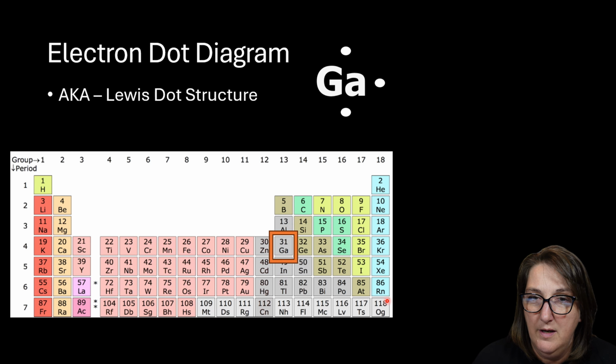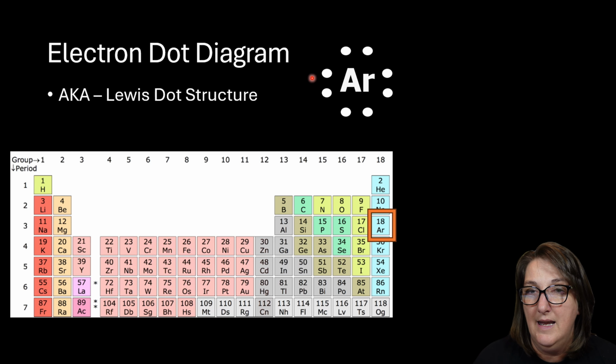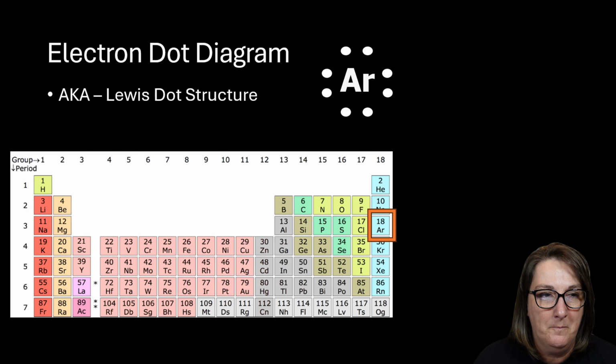So remember over here, I have argon. I have 8. So how many dots do I draw for argon? I draw 8. So this is full. I can't add any more to this. This is my octet rule. Okay, we'll talk about that more here in a minute.